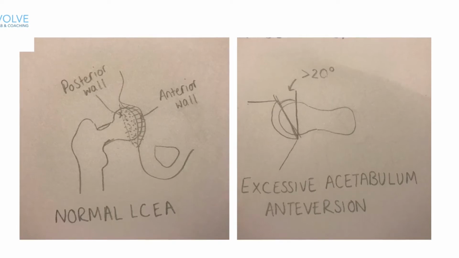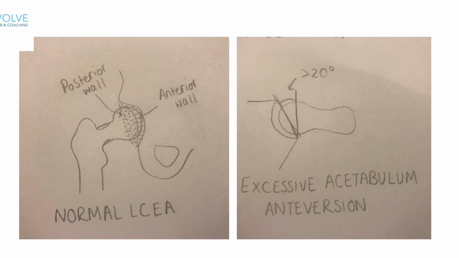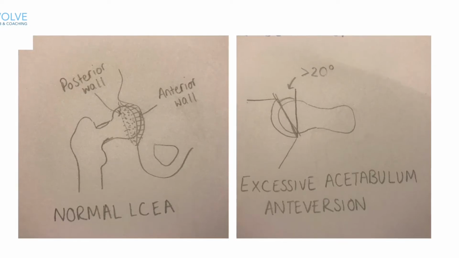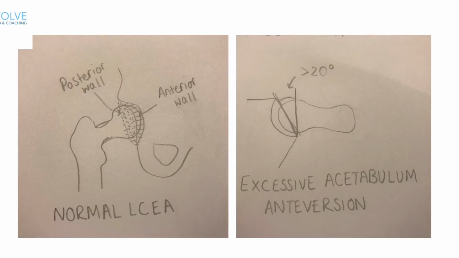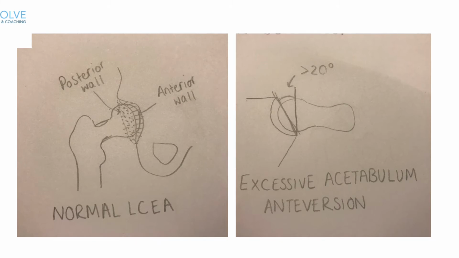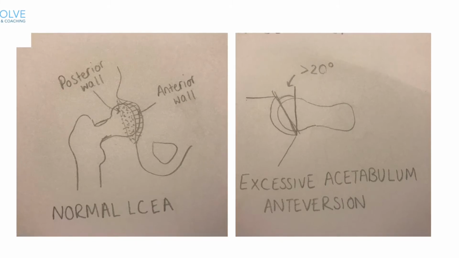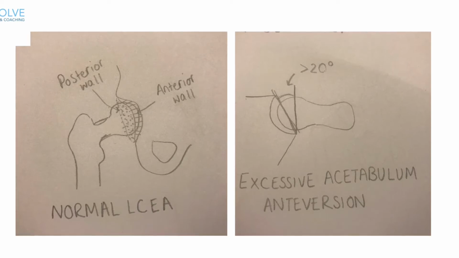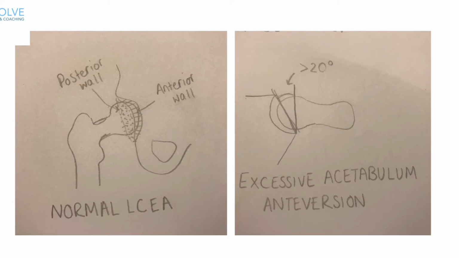So symptoms that you're likely to get here are anterior instability, so like subluxing out the front of the joint, and that's going to cause you anterior hip pain, and you might feel aggravated with extending your hips, so like at the back end of the walking or running gait, and externally rotating your hip like you would if you were crossing your legs.